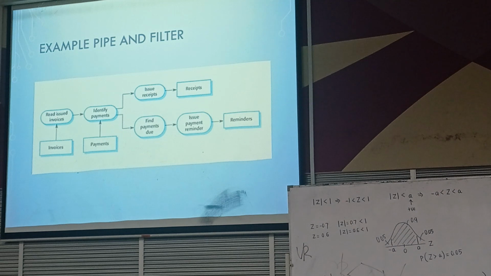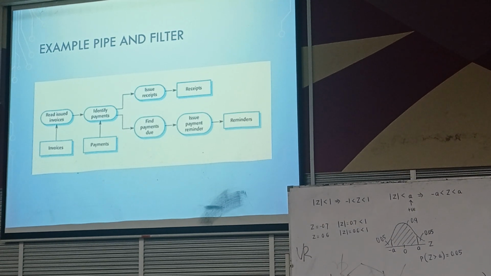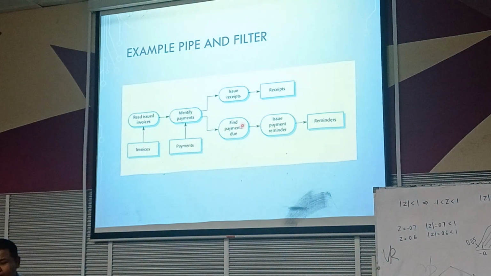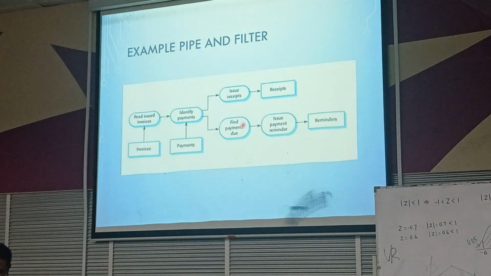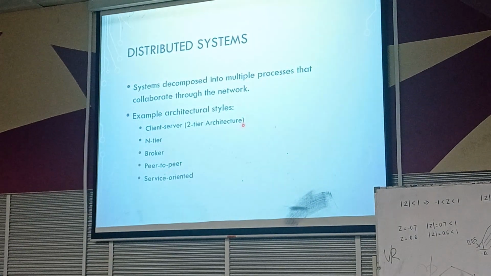This is an example of pipe and filter. So if you have concurrency like this, sorry, I don't have my pointer today. If you have concurrency like this, it is called pipe and filter. But if your architecture is a linear process like this, then we call it sequential, batch sequential. Right, done.